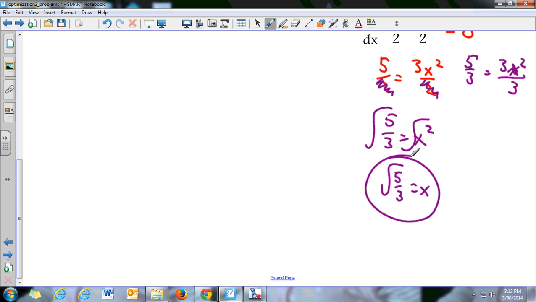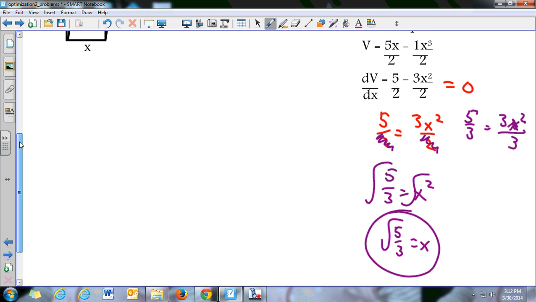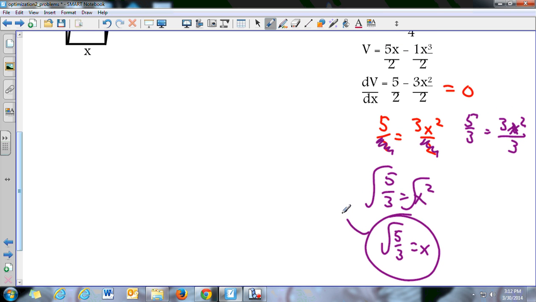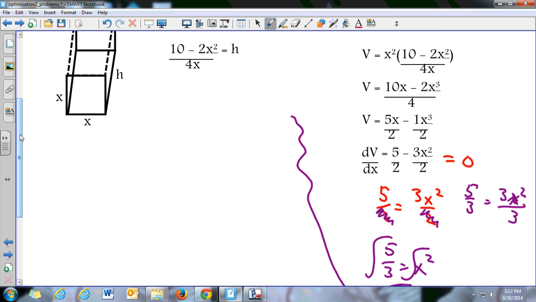and so you've got your value for x. Again, once you've done that, go all the way back and substitute and solve for h.